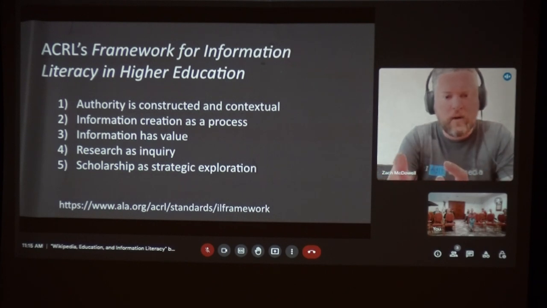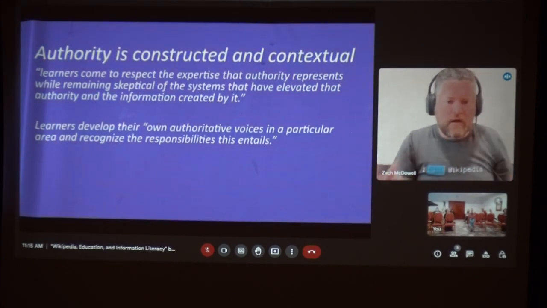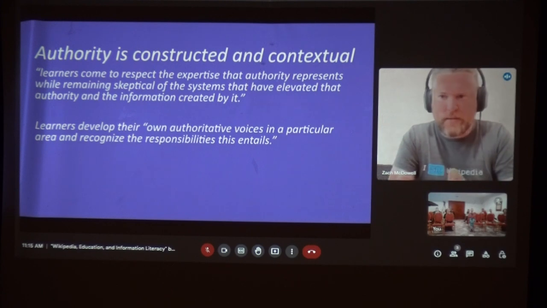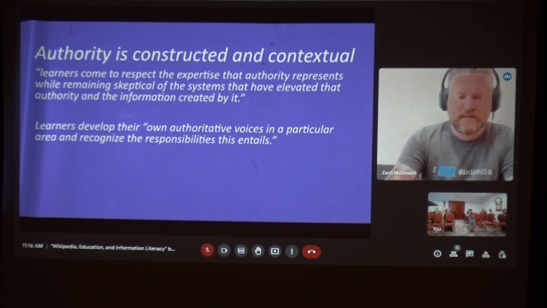So this becomes a framework for analyzing the Wikipedia assignment. Again, you can look at the article. It goes through it in much higher detail because it's like 30 pages long, and this is going to be 20 minutes long. The first frame is that learners come to respect the experience and the expertise that authority represents while remaining skeptical of systems that have elevated that authority. And also that they develop their own authoritative voices in a particular area and recognize the responsibilities this entails.